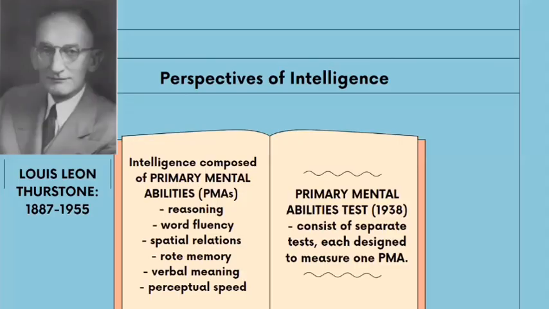Another example is Louis Leon Thurstone. Thurstone conceived of intelligence as composed of what he termed primary mental abilities, or the PMAs. Thurstone developed and published the primary mental abilities test, which consisted of separate tests, each designed to measure one PMA, which are verbal meaning, perceptual speed, reasoning, number facility, rote memory, word fluency, and spatial relations.